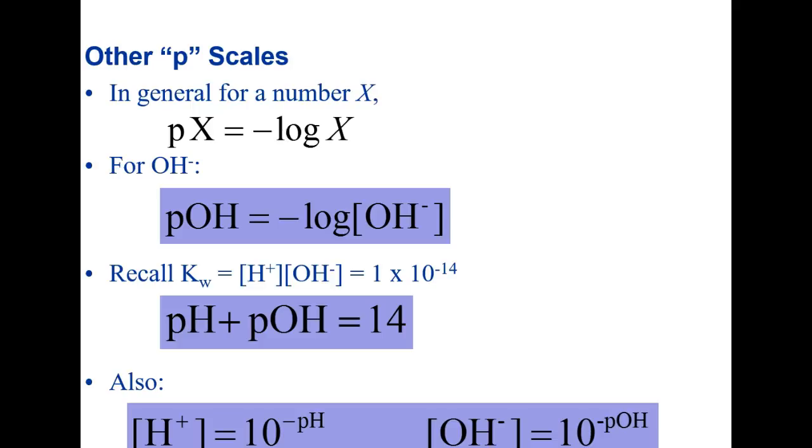pH is negative log of H, pOH is negative log of OH, the two of them add up to equal 14, and then H plus is 10 raised to the negative pH, and OH concentration is 10 raised to the negative pOH.